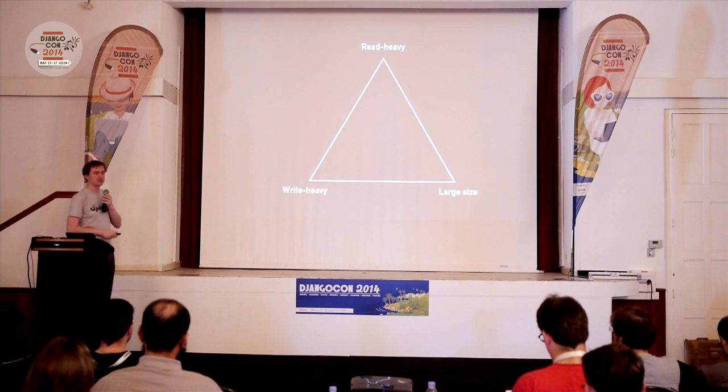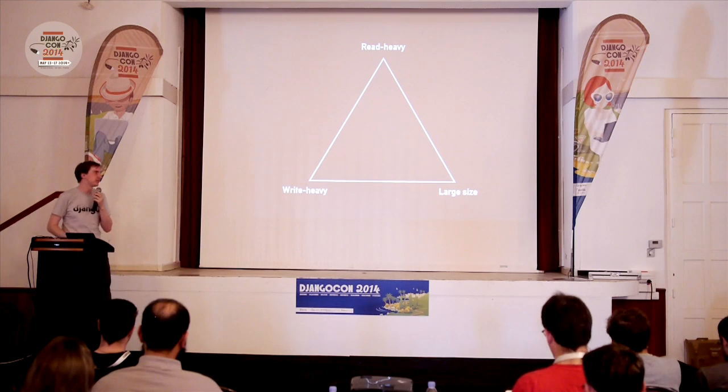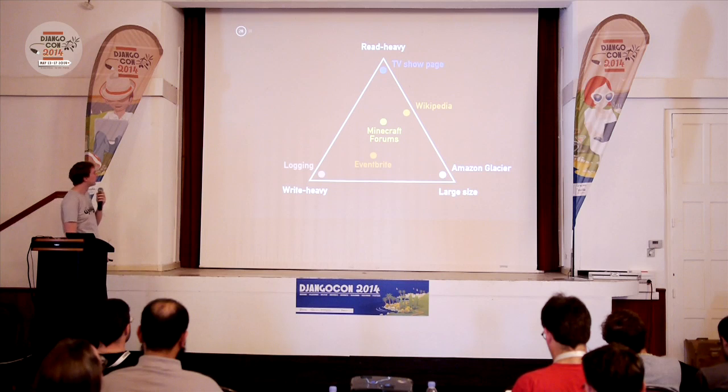And finally, you've got very large size. As you grow in size, you can get away with less and less. Things that fit in caches, things that fit in memory, things that fit on one server, and so you sort of optimize away and you give up certain things. So here's some entirely arbitrary points on a triangle.